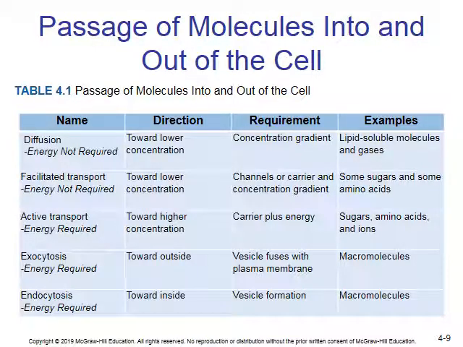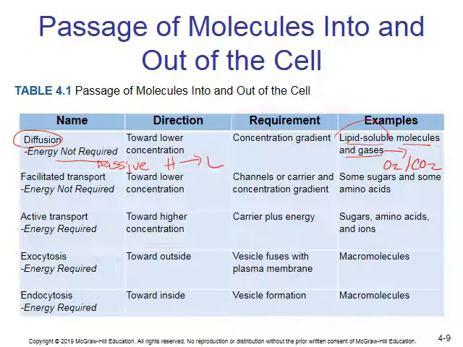Look through this table. Here's diffusion, no energy required, so we would call that passive. Towards the lower concentration, that means items move from high to low. And the example, this says lipid-soluble molecules and gases. We're kind of going to focus on the gases. But also anything that's a lipid can pass through the phospholipid membrane. So let's go through each of these, but it's always good to come back and look at this table.